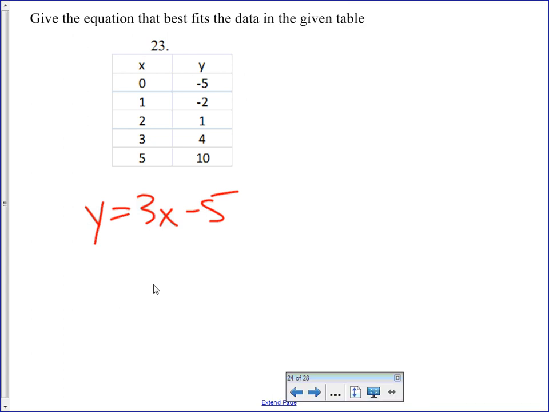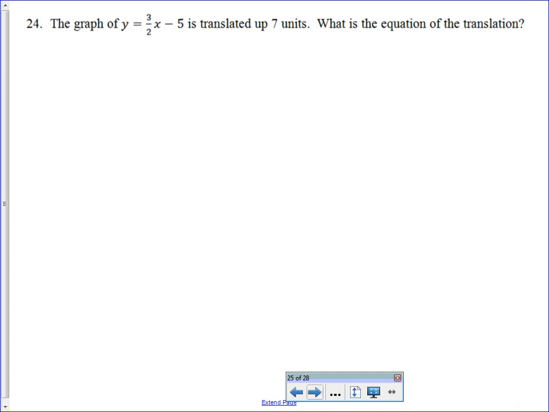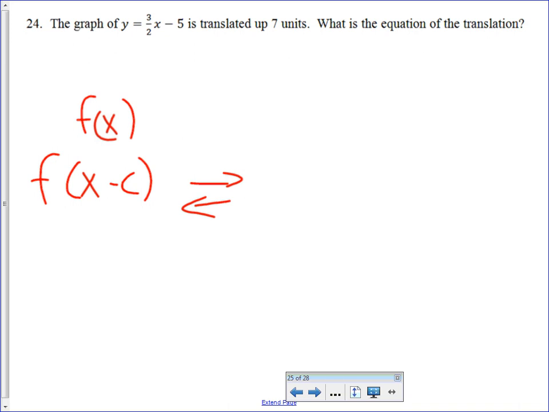All right, last couple problems. So for this one, the key is to remember that if you have f of x, if you subtract c from inside, that's going to shift it to the right, and if you add c, it's going to shift it to the left. And if you have a function and you add something to the outside, that's going to shift it up or down. Inside goes backwards, but outside goes exactly like we thought it would.